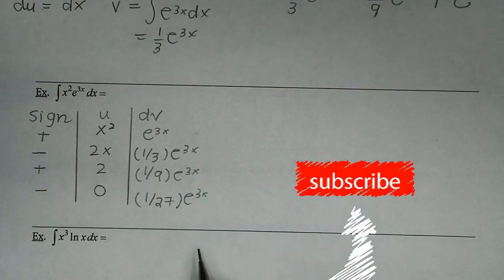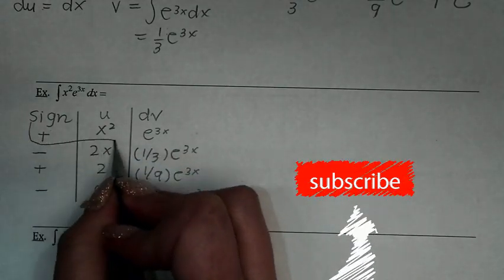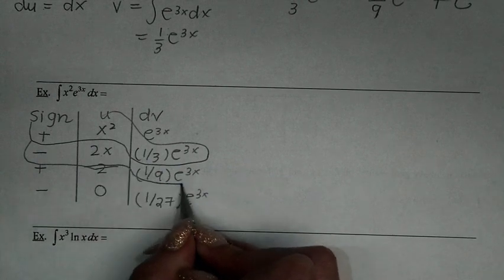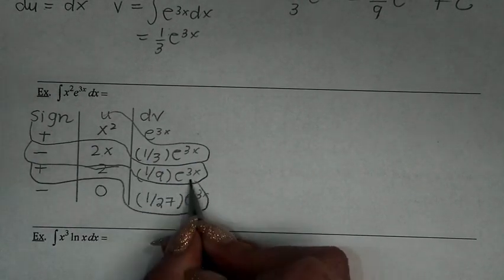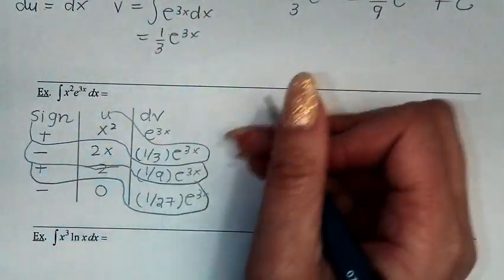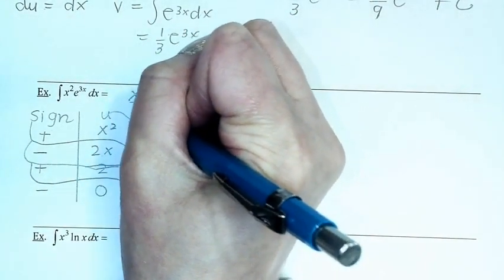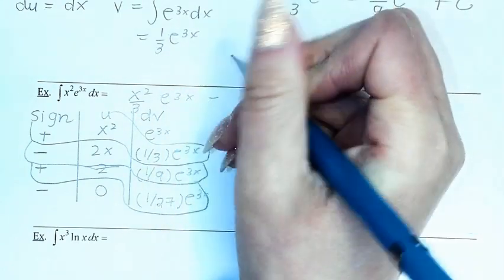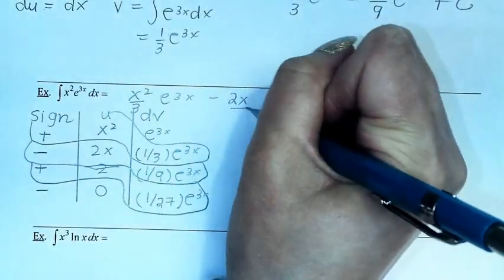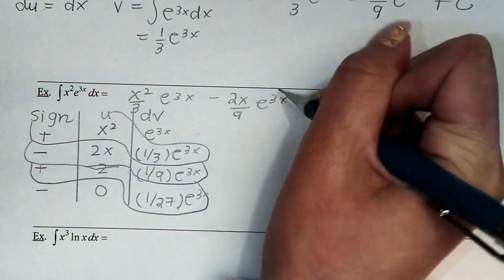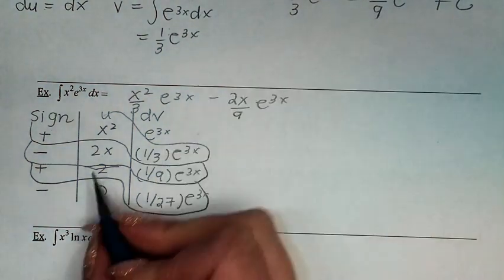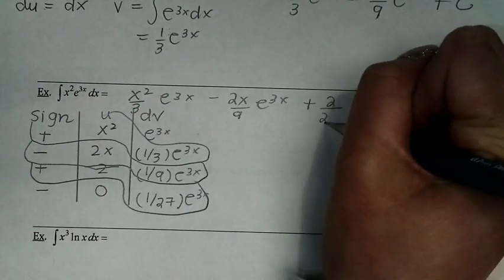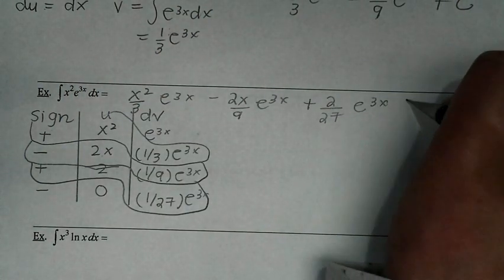So what are we going to do here? What I recommend is you multiply this part and keep adding every bubble. So you are going to have this and this, meaning you are doing integration by parts multiple times. Specifically in this example, we're going to do it 2 times. So plus, and then you have 2 divided by 27 e to the 3x plus c.